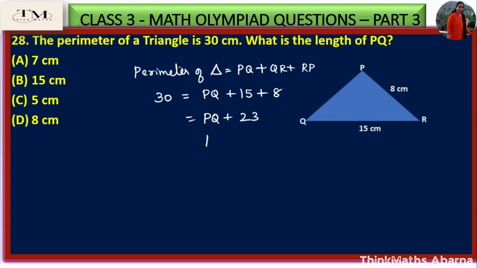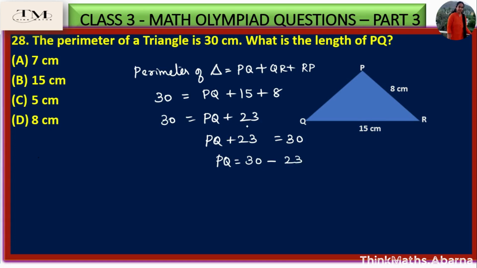So now what makes PQ? We can write in this way. PQ plus 23 equal to 30. Just I changed this. Okay. So PQ plus 23 is 30. Then what is PQ? PQ is nothing but 30 minus 23.